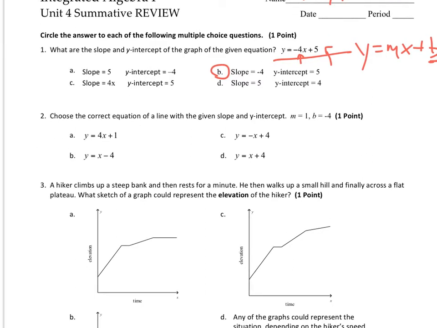Move on to number 2, which is also talking about slope-intercept form, and it gives us an m equals 1, so that means the number in front of the x has to be 1. Well, if you look at our problems, there's none of them that have a 1 in front of the x. Well, remember though, if there's nothing in front of the x, you can basically assume that there is a 1.